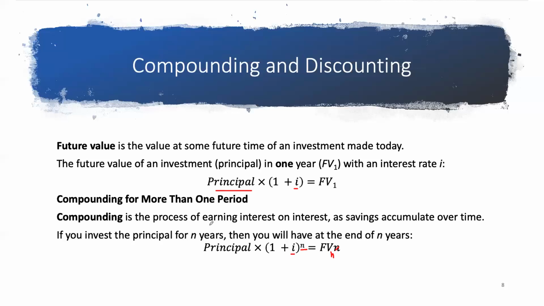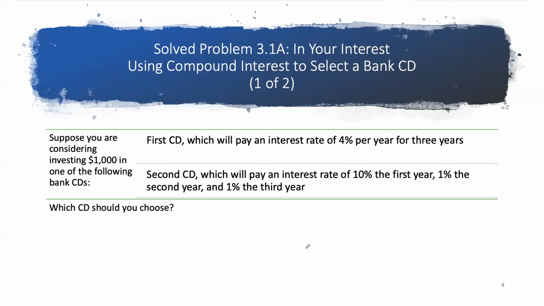So compounding is that process of earning interest on interest as savings begin to accumulate over time, and the future value here after n periods is just going to be the principal that you started with times 1 plus I, where I is the interest rate that you're earning on a per year basis, raised to n here. N is the number of years that you have made the investment for. Okay.